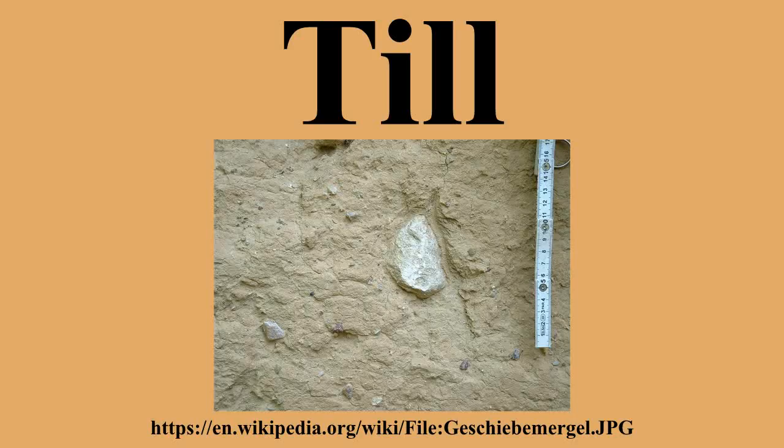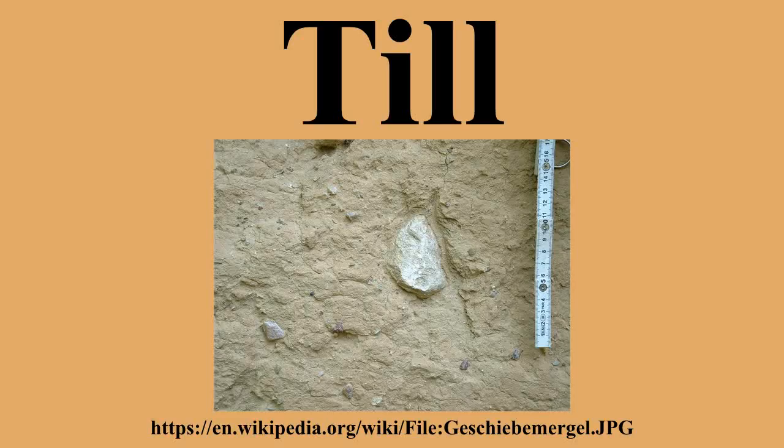Till is deposited at the terminal moraine, along the lateral and medial moraines, and in the ground moraine of a glacier. As a glacier melts, especially a continental glacier, large amounts of till are washed away and deposited as outwash in sandurs by the rivers flowing from the glacier, and as varves in any proglacial lakes which may form.